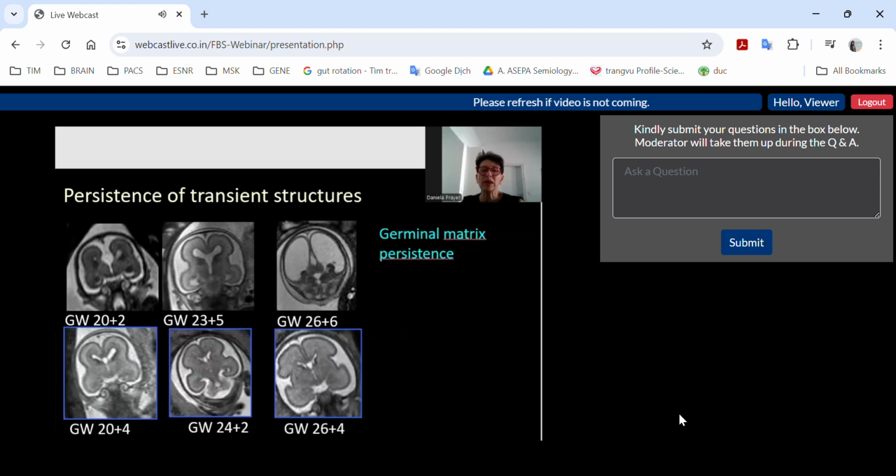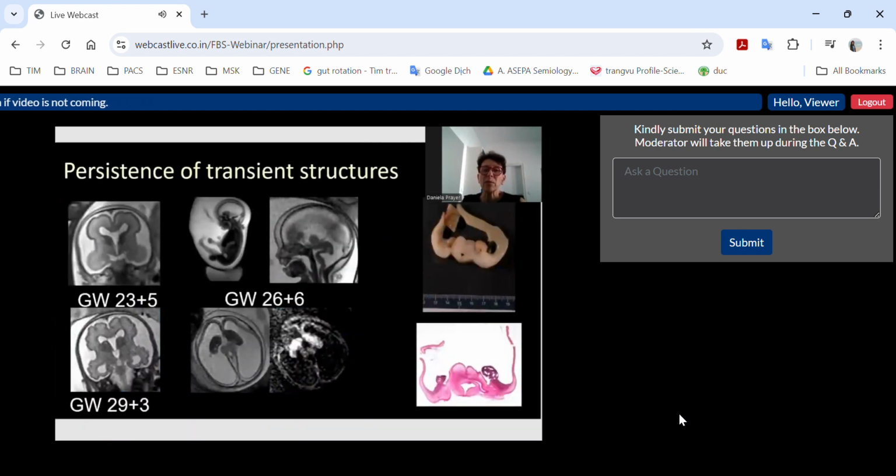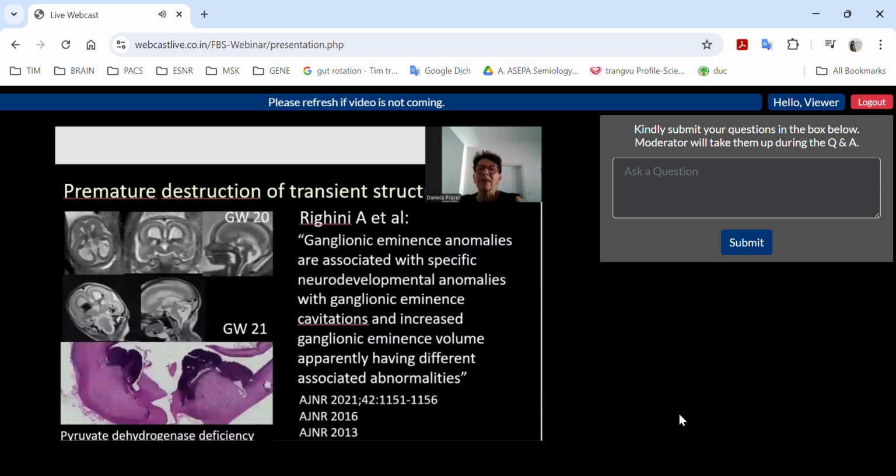Here you see a persistence of the germinal matrix in the upper row of the fetuses. In the lower row, you have normal fetuses of the same age. And here another example where we can really see in the lower row these very big germinal matrices that are in an otherwise mesencephalic brain. Then you can also have lesions in the germinal matrix, in the ganglionic eminences, and there are three beautiful papers from Righini where you can see the ganglionic eminence anomalies, but they also later are associated with specific neurodevelopmental anomalies.